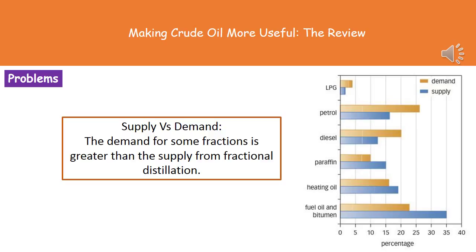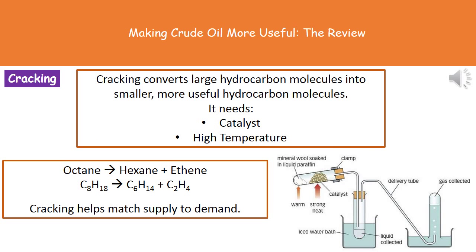So they do like to ask you about this every so often with a 6-mark question, giving you a bit of information like that about supply and demand, and ask you about the problems. So if you talk about the fact that some of those fractions are not being produced in high enough quantities to meet the demands, and then obviously we can go on to talk about the solutions to that. One thing we can do in order to meet that actual demand is we can carry out a process called cracking. So cracking converts large hydrocarbon molecules into smaller, more useful hydrocarbon molecules.